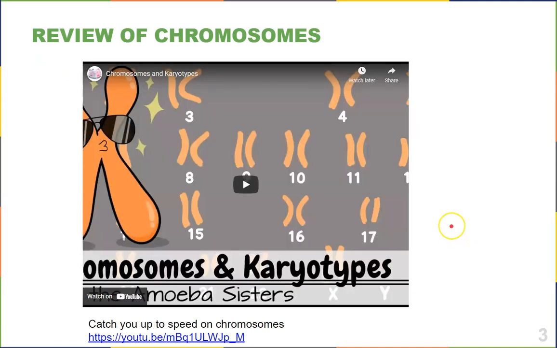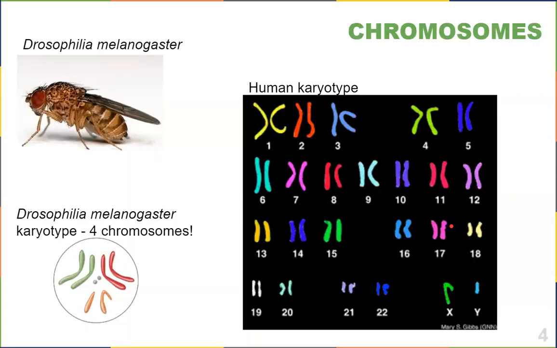So if you are not caught up on chromosomes, and you're like, oh, I don't really know what a chromosome is, go ahead and watch this video on amoeba sisters. Okay, so chromosomes. This is a human karyotype. So remember, humans have 23 pairs of chromosomes. They get half from their mom, half from their dad. It's not certain which half they get from mom or dad, but they always get one from mom, one from dad for each pair.